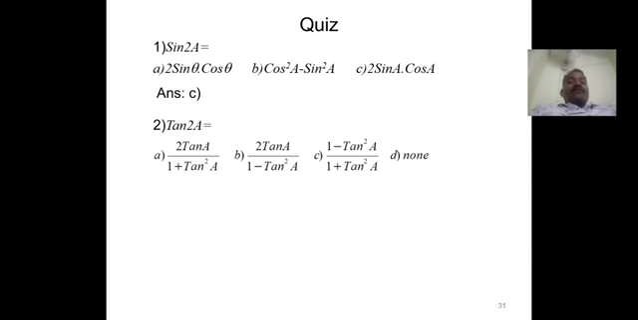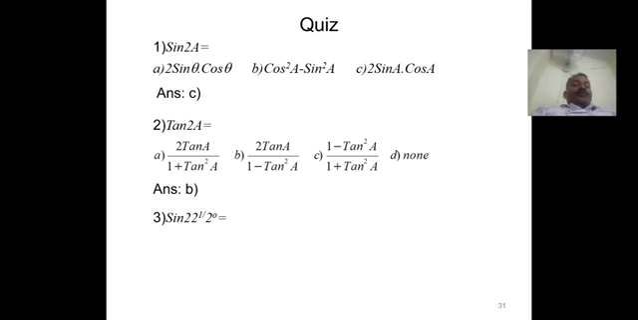Now the tan 2A formula. It is actually 2 tan A by 1 minus tan square A. A is 2 tan A by 1 plus tan square A. B is 2 tan A by 1 minus tan square A. C is 1 minus tan square A by 1 plus tan square A. And D is none. Here B is the correct option.